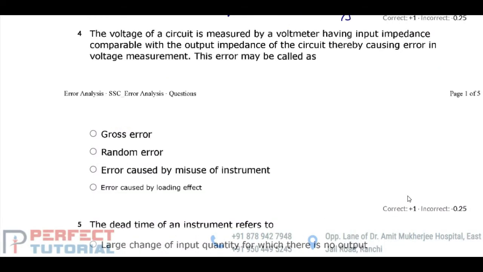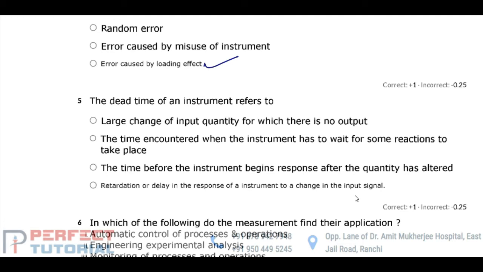Next, the voltage of a circuit is measured by a voltmeter having input impedance comparable with output impedance of the circuit, thereby causing error in voltage measurement. This error may be called, so answer would be loading effect. Such error is nothing but error caused by loading effect. The next problem is on the dead time. The dead time of an instrument refers to, say, the definition of the dead time itself, time before the instrument begins response after the quantity has altered. So this would be your correct answer here. Remember, this is itself the definition of the dead time.